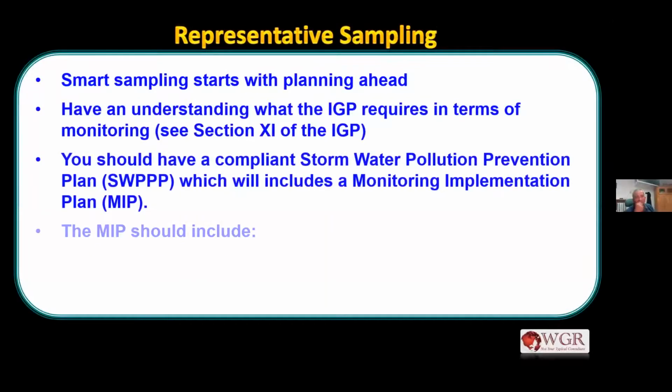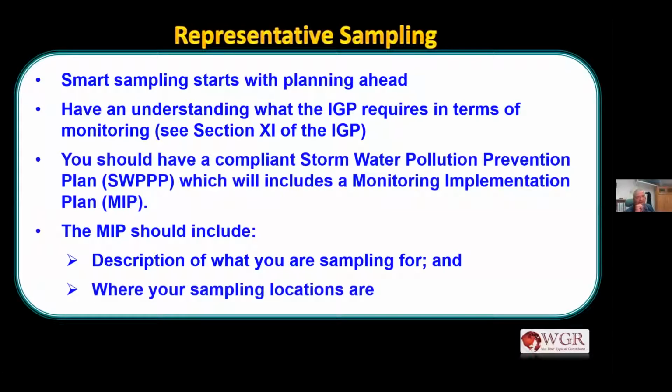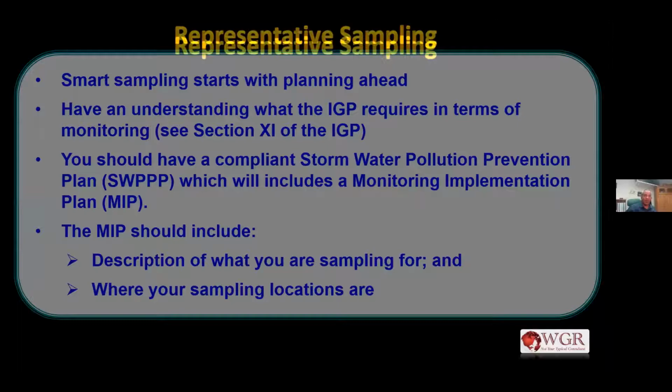Now, what you want to do is it starts with good planning. You do need to understand the general permit. IGP stands for Industrial General Stormwater Permit. So I may refer to IGP as general permit interchangeably. If you haven't seen part 2 of my training, make sure you go over parts 1 and 2. In part 2 we talk about what you can expect to do. What are the sampling requirements? How many samples am I supposed to take? What's a qualified storm event? Stuff like that. Make sure that you have a compliant stormwater pollution prevention plan, which includes your monitoring section as well. And the MIP should describe what you are sampling for and where your sampling locations are.